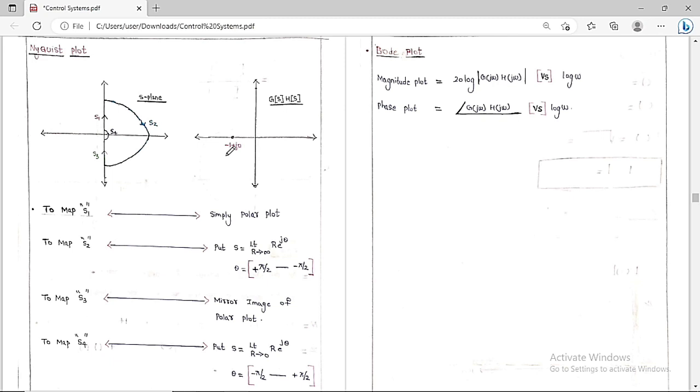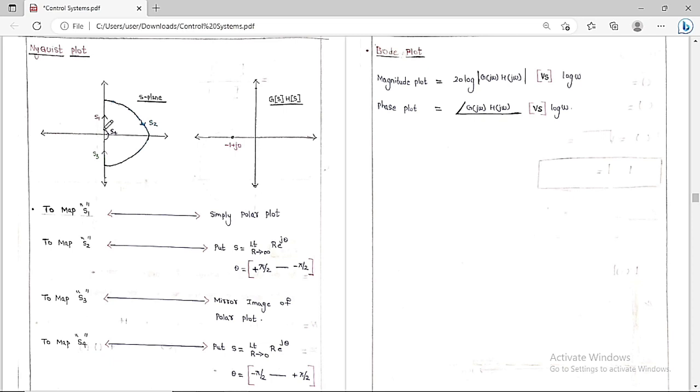Around -1 plus j0, I want to figure out how many times this curve is going to encircle. Just now we have seen N is equal to P minus Z, where N indicates the number of encirclements formed around the -1 plus j0 in the G(S)H(S) plane, and Z indicates the number of closed loop poles, or the roots of the characteristic equation 1 plus G(S)H(S), which lie in the right half of S plane, and P indicates the number of poles of the open loop transfer function which lie in the right half of S plane. So these things I already told you.